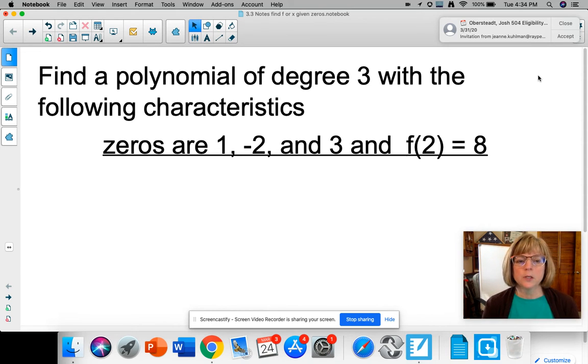We're going to talk about using zeros to find the polynomial and also what a multiplicity means or what it tells you. So we're going to start off with this problem here. We're to find a polynomial of degree 3 with the following characteristics. The zeros are at 1, -2, and 3, and also f of 2 equals 8.